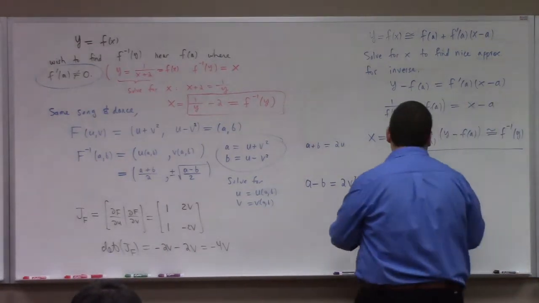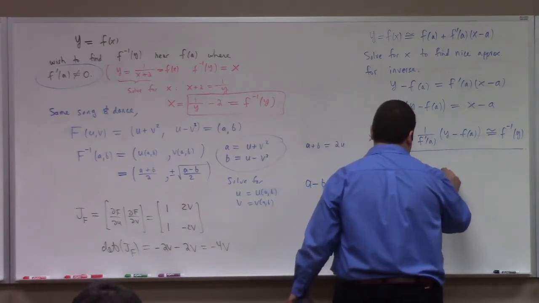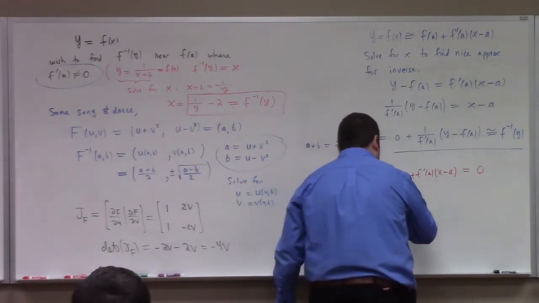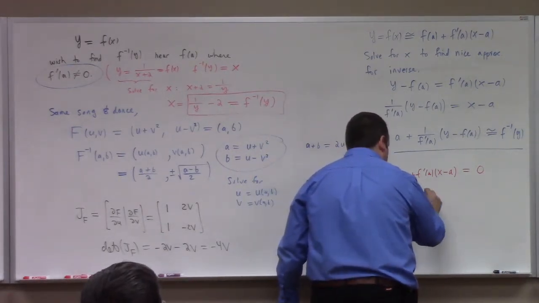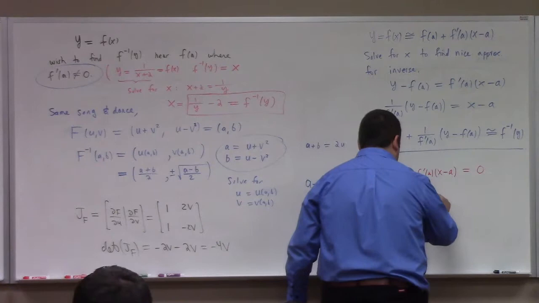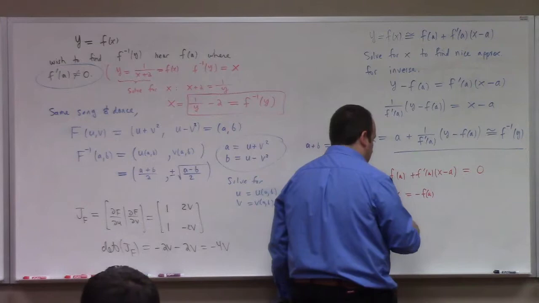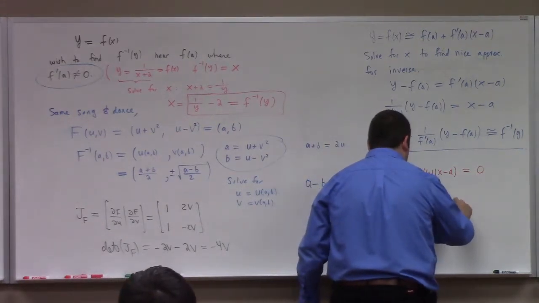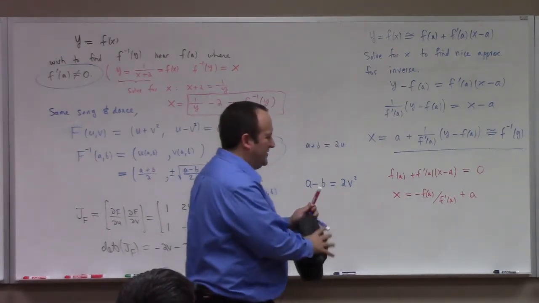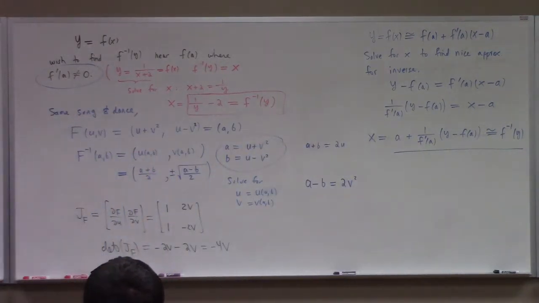So if you try to solve f of a plus f prime of a times x minus a equals 0, that's usually what we give Newton's method. The first iterate would be, x is equal to, how's it go? Minus f of a divided by f prime of a, plus a, or whatever. I'm sorry, there's something I'm missing. Let me stop that. So sorry. Something I'm forgetting. All right.